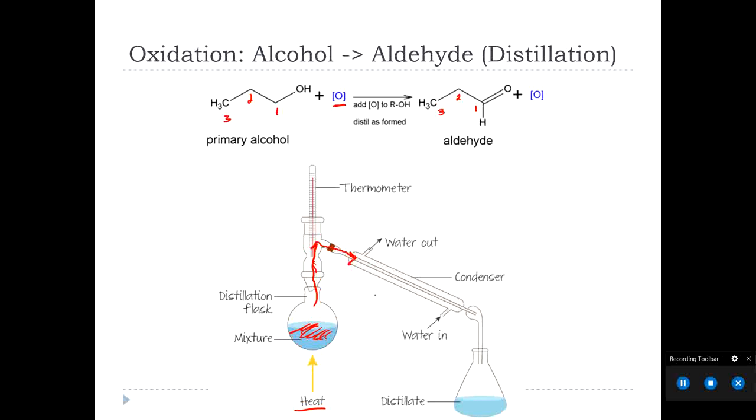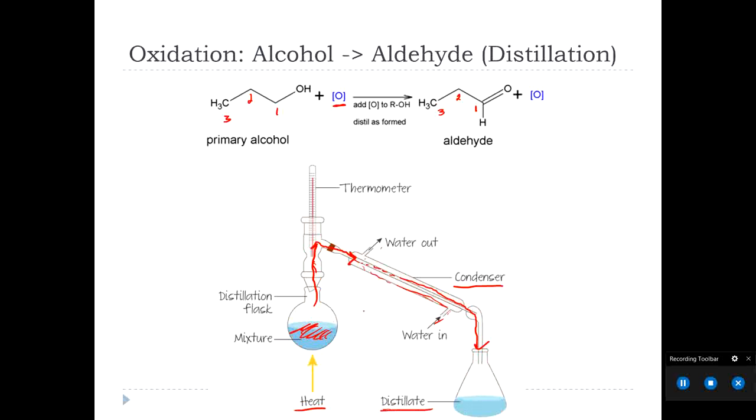Now this is what we call a condenser. Okay, the condenser has a tube in the center and water runs around the outside. So you put the water in the bottom, it fills it up, and it flows out of the top. What this does is it takes our gaseous aldehyde and turns it into a liquid. Okay, and the liquid goes through and then drips down into a collecting flask. Okay, and we call what comes out of it the distillate.